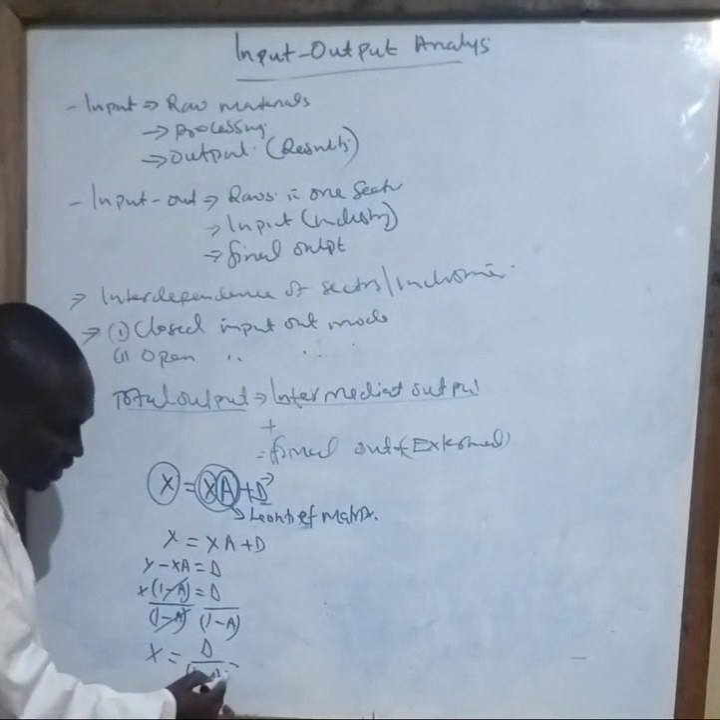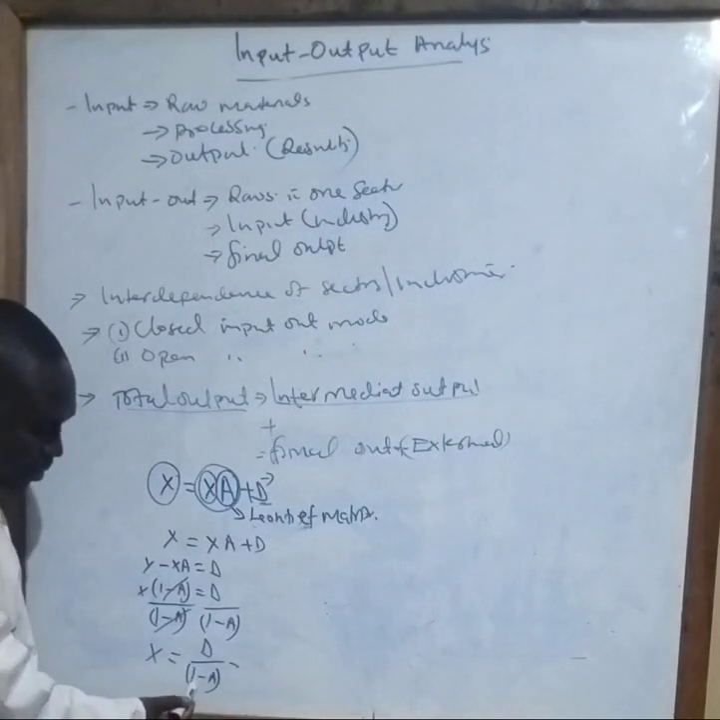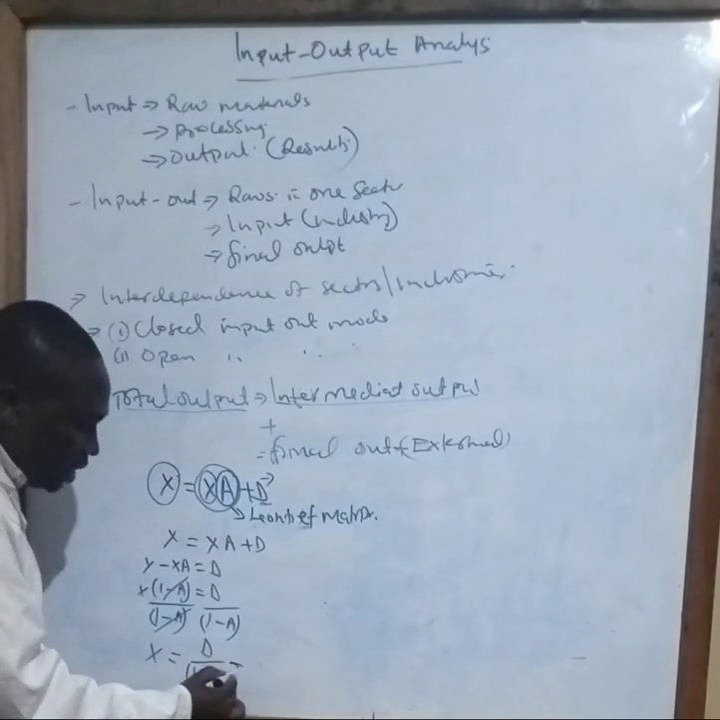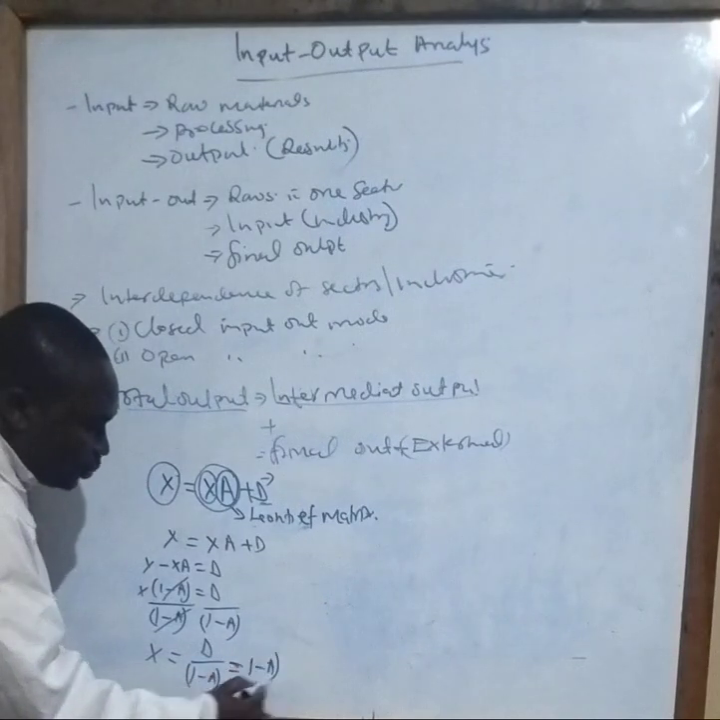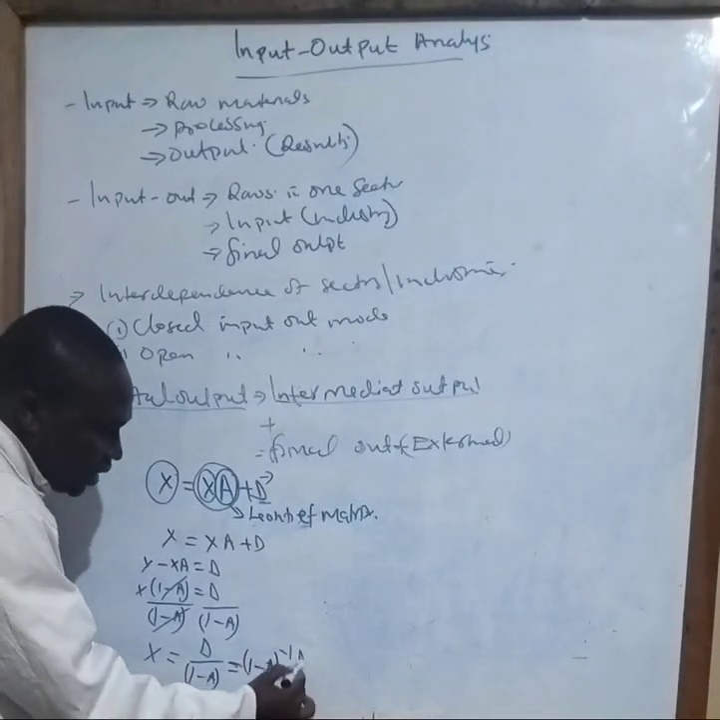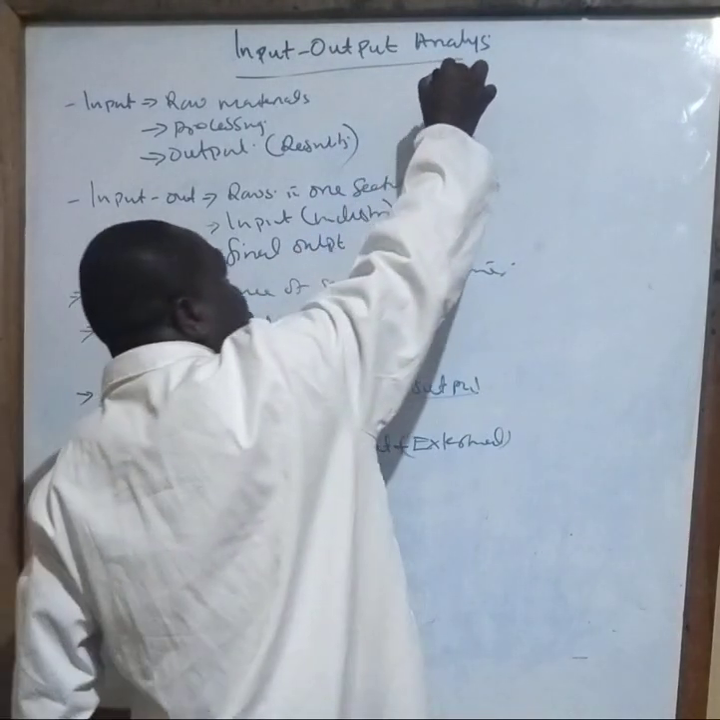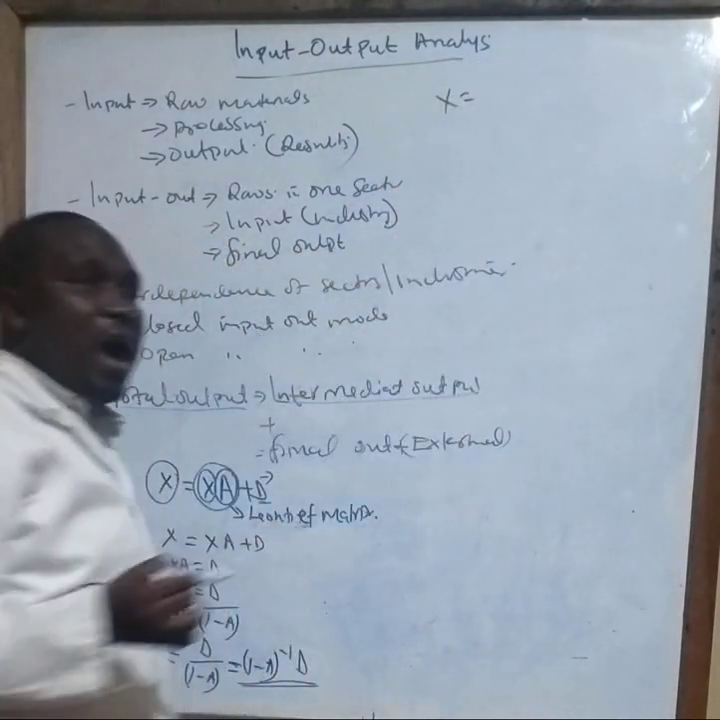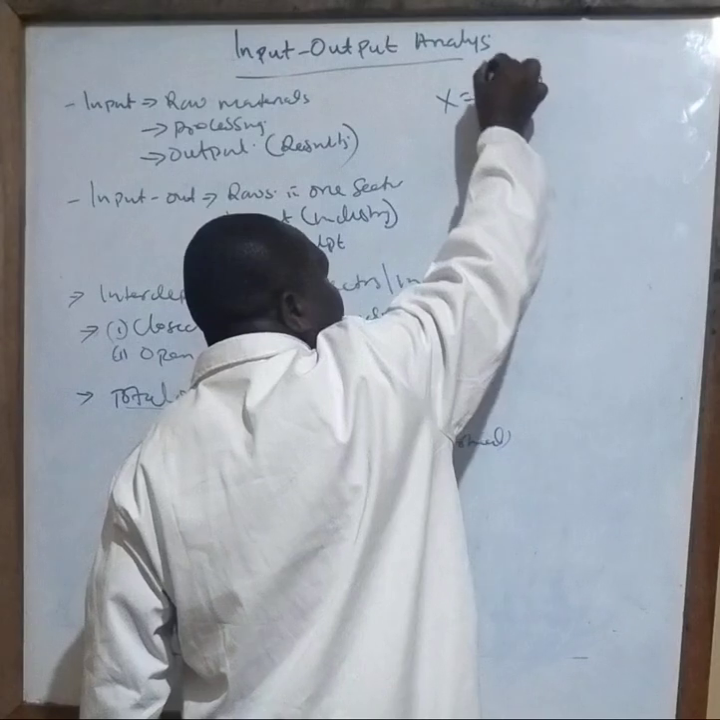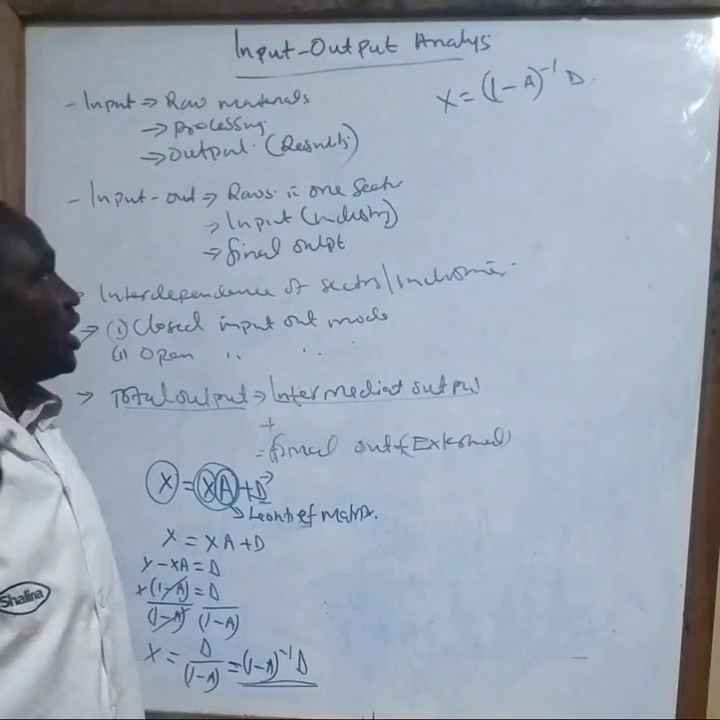And we can also write this in the inverse form by saying this 1 minus A can be power negative n. So therefore it can also be written as (1 minus A) power negative 1. Then you are multiplying with what? D. Therefore it means that for us to calculate the total output, it should be 1 minus A, you then inverse, times D.